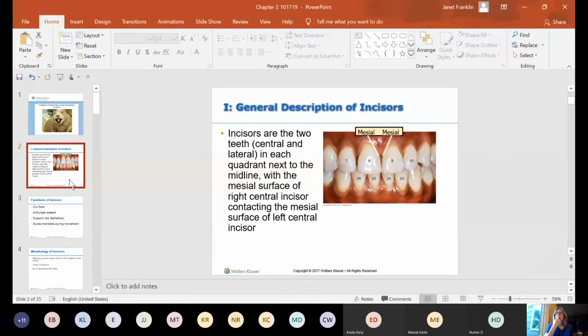When you get to the midline, it's going to kind of flip. So the mesial surfaces are still in the front of the tooth, but instead of going distal, middle, mesial, you're going to be going mesial, middle, distal.